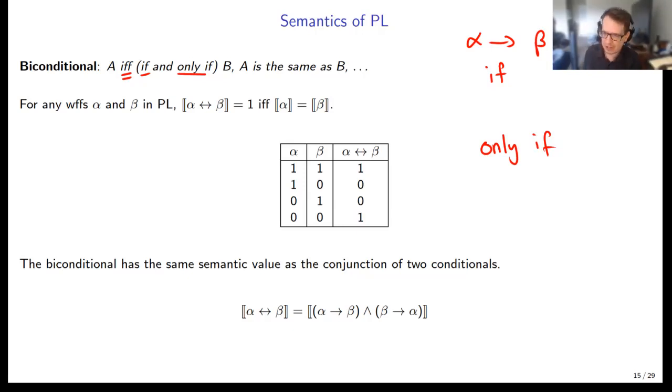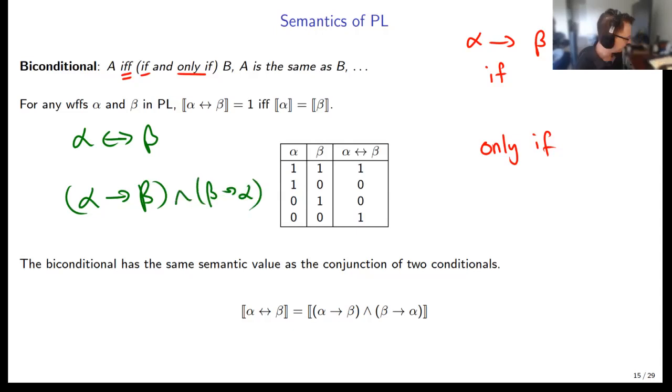Another way of thinking about the biconditional is A is the same as B. And how we can think about the biconditional is saying A arrow B and B arrow A, or alpha arrow beta and beta arrow alpha. So what we end up with is the fact that it's true only when alpha and beta are the same value. So when alpha is true and beta is true, and alpha is false and beta is false, and then alpha if and only if beta is false when alpha and beta have different values.